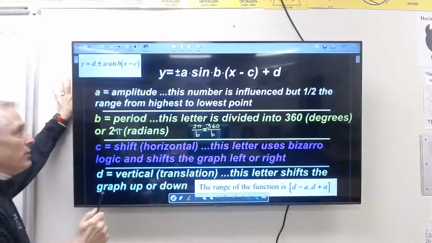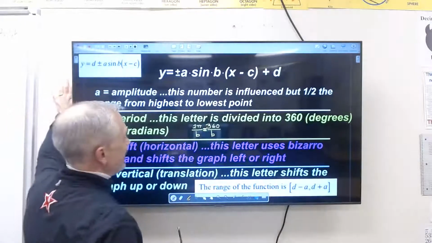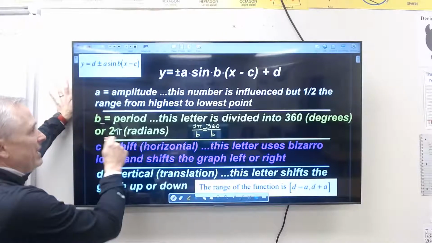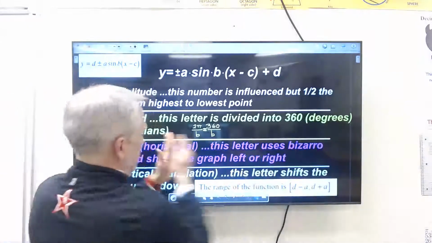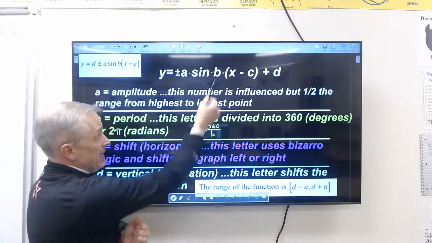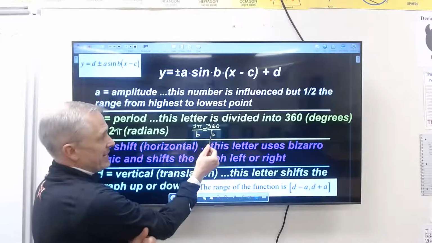What's the absolute value of that number? That's the amplitude. That's how big and tall we make it. Now the period is how much we stretch it. And don't forget, 2 pi over b is the same as 360 over b.